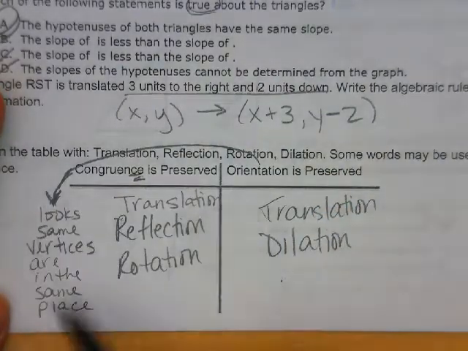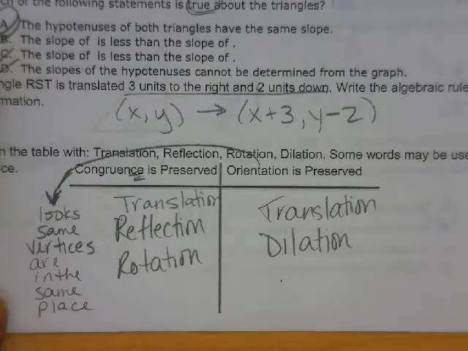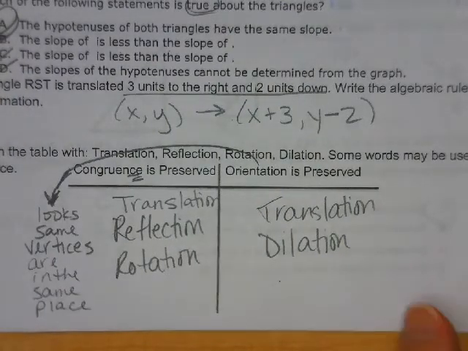So orientation, it looks the same. Congruence means that they're equal. They did not grow. They did not shrink. All right, let's see if I can do better on this page.